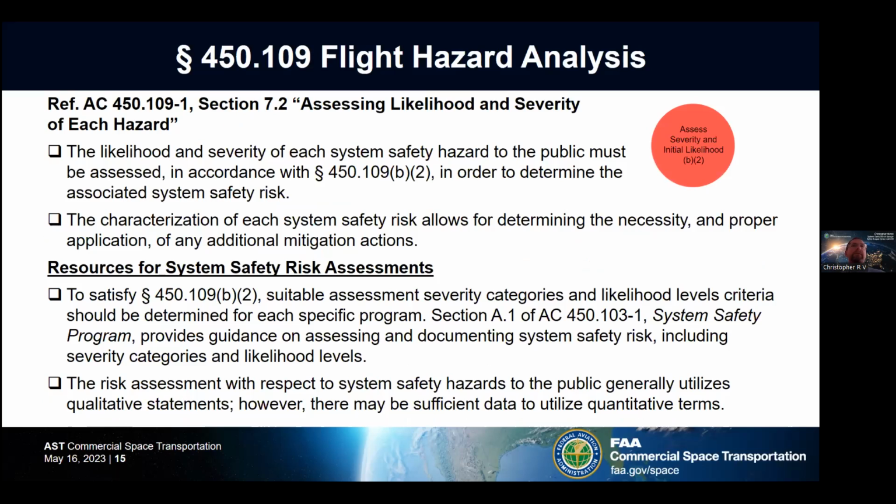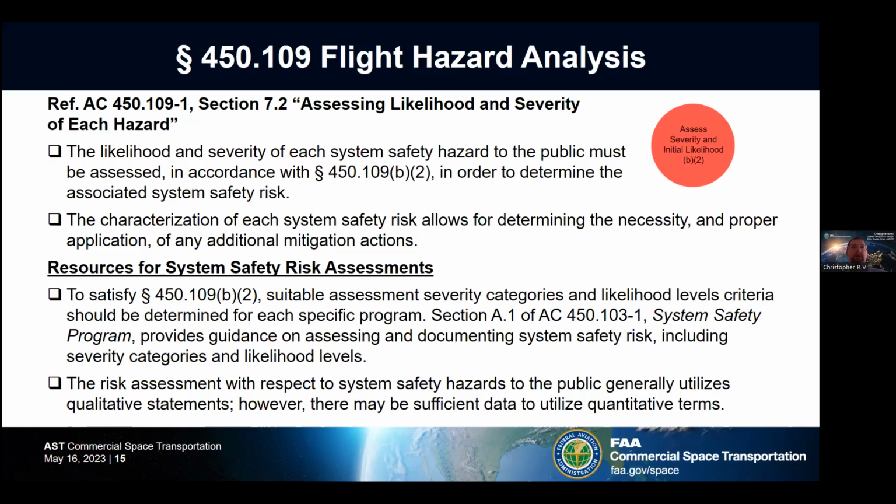Section 7.2 of the AC goes to the next piece of 109(b), which is assessing likelihood and severity of each hazard. This is done in order to determine the associated system safety risk. The characterization of each system safety risk allows for determining the necessity and proper application of any additional mitigation actions.